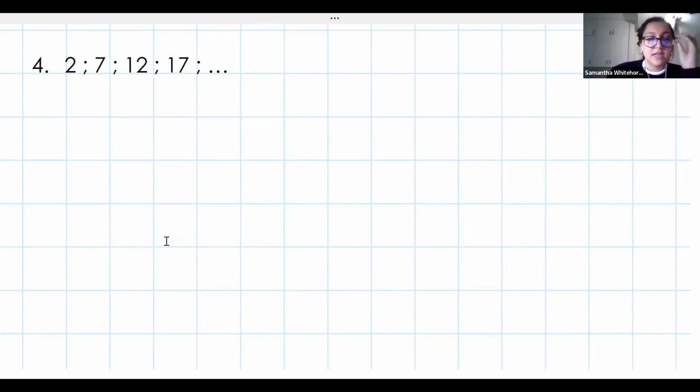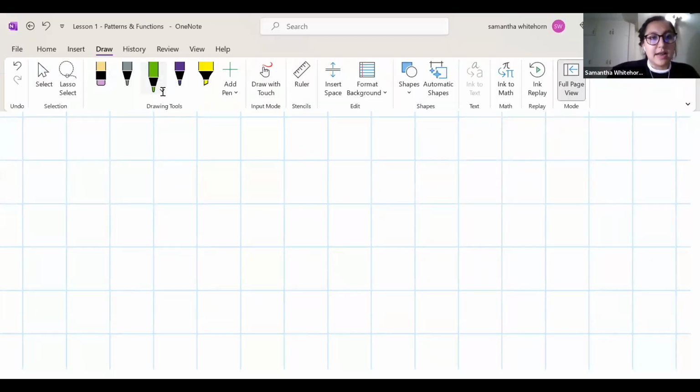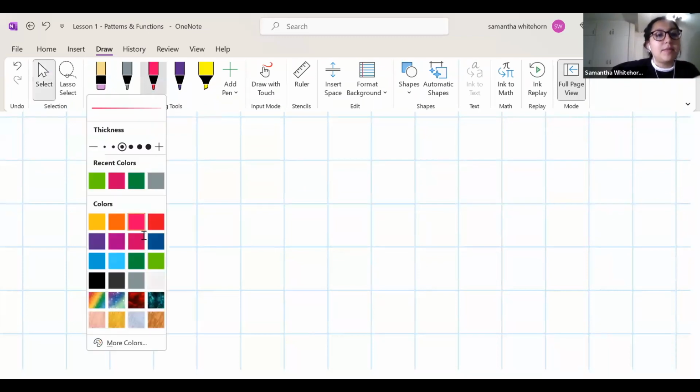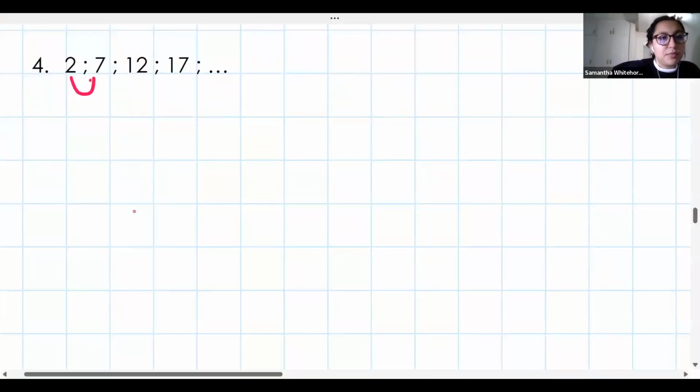Good, grade 8. So what we see is that to get from one term to the next in my pattern, I'm adding 5. So 2 plus 5 gives me 7. 7 plus 5 gives me 12. 12 plus 5, 17. So now we've got a pattern.